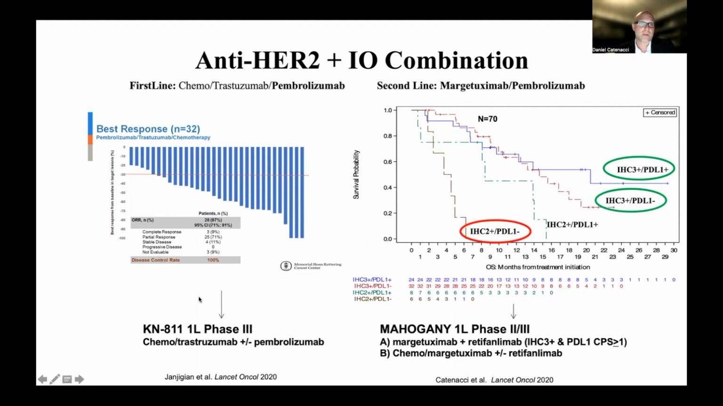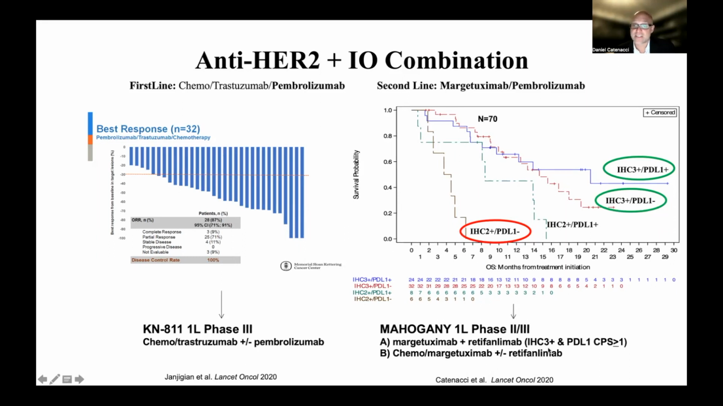The first in the first line setting was Keynote 811, looking at chemotherapy, trastuzumab with or without pembrolizumab, and the MAHOGANY study, which was moving from second line into first line because these results were so outstanding, and looking at chemotherapy plus margetuximab with or without retifanlimab, margetuximab trying to replace trastuzumab, and retifanlimab, a different anti-PD-1 immunotherapy.